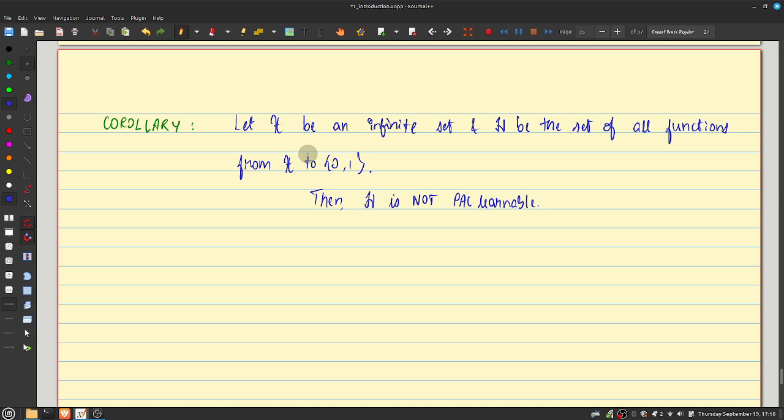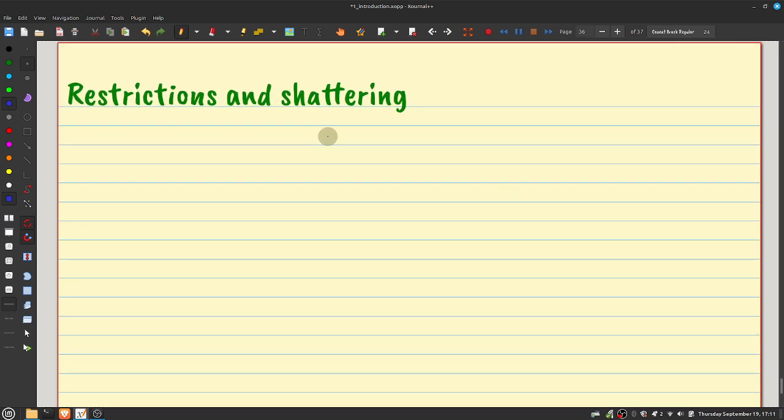But now if I have something more interesting, maybe some class of functions from an infinite set to 0, 1, I want to know whether that is PAC learnable or not. It may be PAC learnable, it may not be. I want to know exactly what property characterizes PAC learnability. So it's something in between. Not finite, it is infinite, but it is not as rich as this. Any questions? Okay.